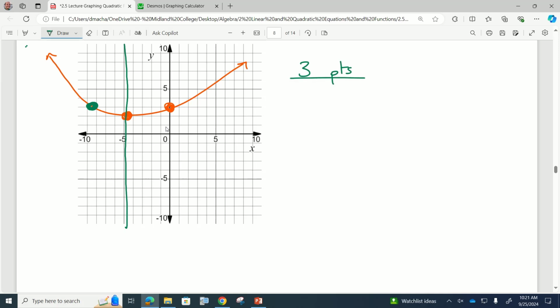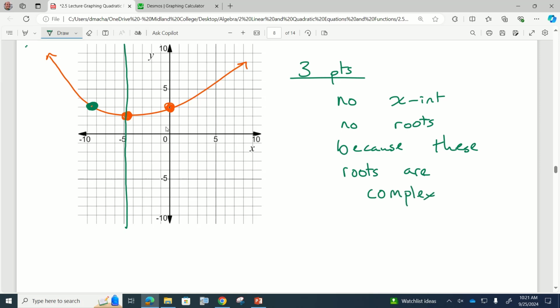The reason there's only 3 points is because there is no x-intercept, right? This is going up, and it's away from the x-axis. So it never crosses the x-axis. And that means I don't have any roots to plot because these roots are complex numbers. I can only put the x-intercepts down if they happen to be real numbers, right? My x-axis only has real numbers on the x-axis.